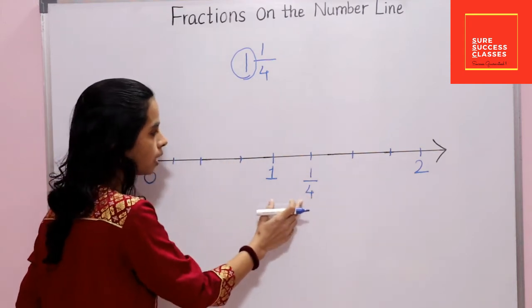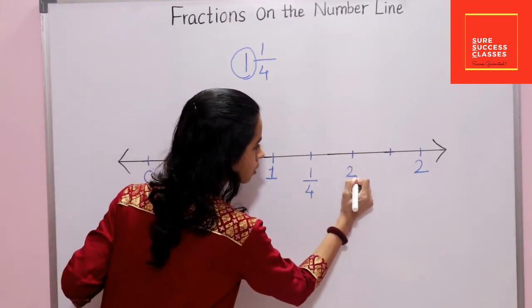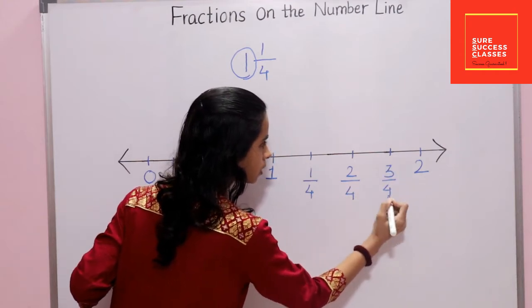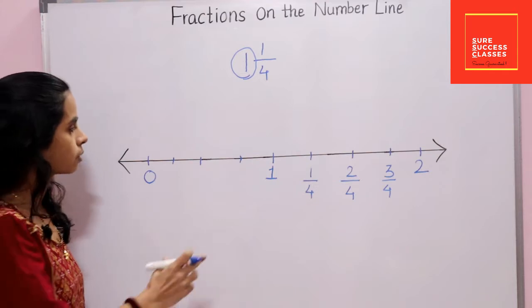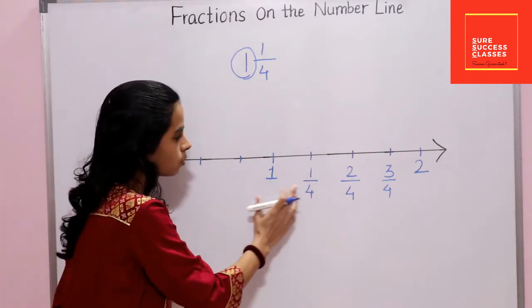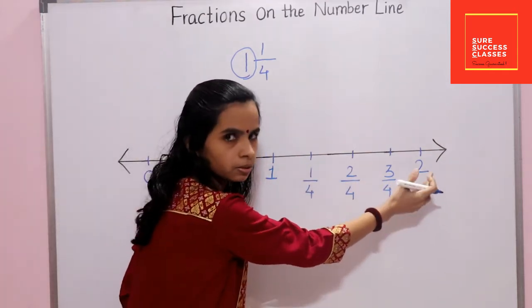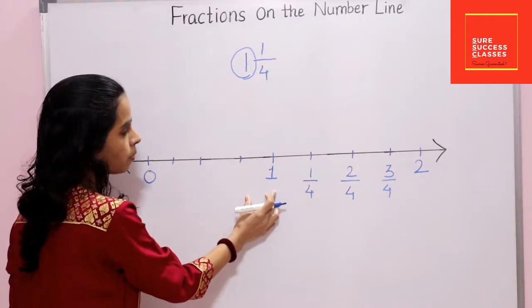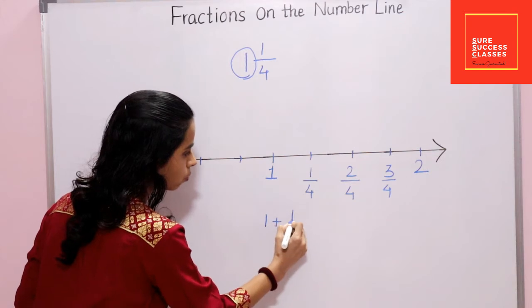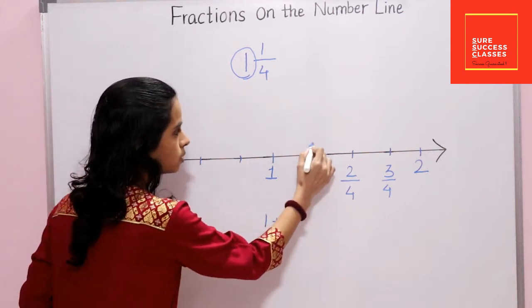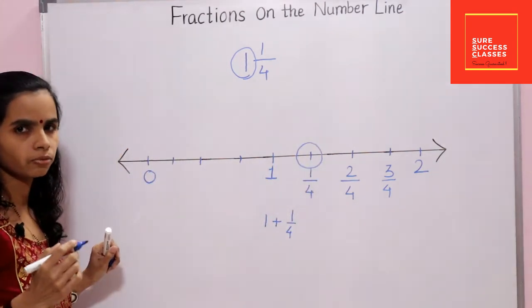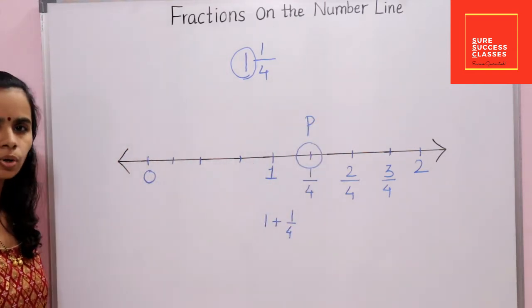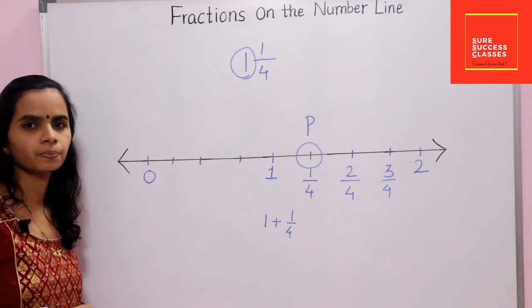Out of 4 parts, this is the first part. This is 2/4. This one is 3/4 and this is 4/4. But it contains one whole part, and this means it is equal to 2. So one whole part, 1 plus 1/4. This point represents our fraction. I am naming it P. This point represents the given fraction.